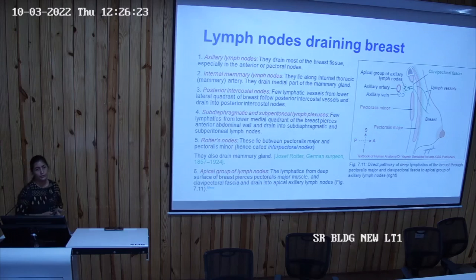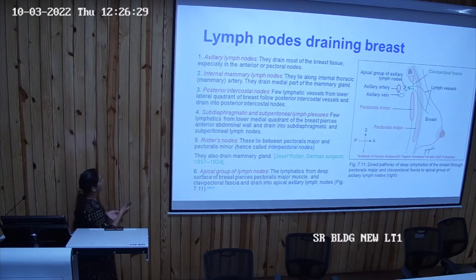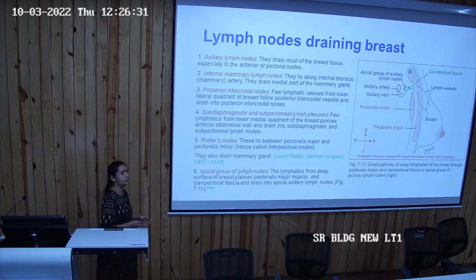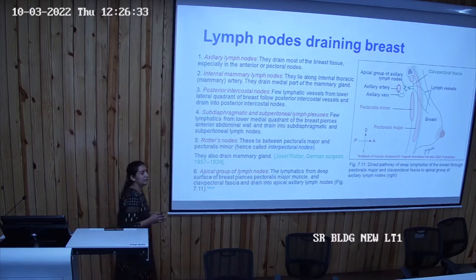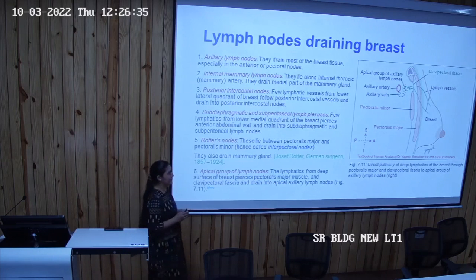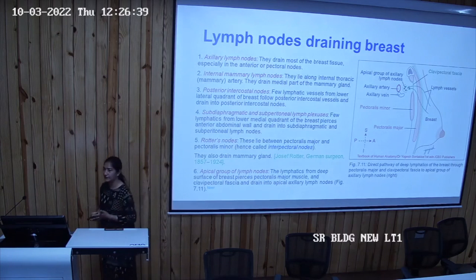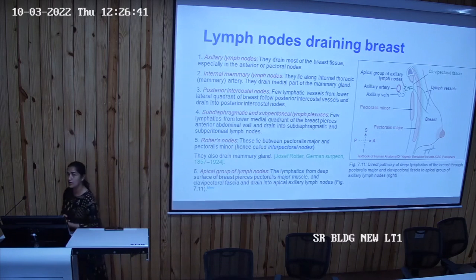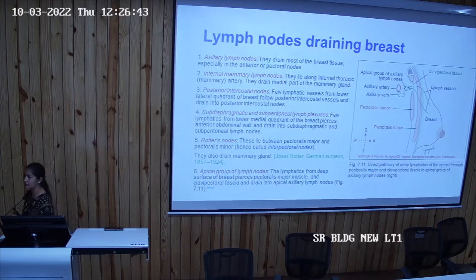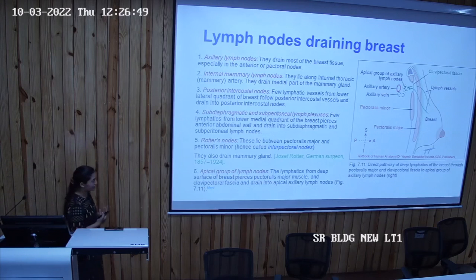Now coming to the most important part, that is the lymphatic drainage of the breast. So these are the different names that you have written here. These all group of lymph nodes that are draining the lymphatic drainage of the breast. So why it is very important to know about the lymphatic drainage? Because the metastatic carcinoma spreads through these routes only. So you should know what are the important lymph nodes here.